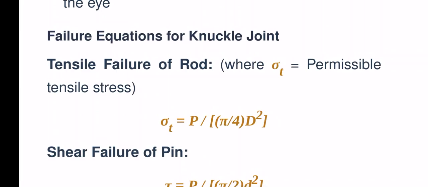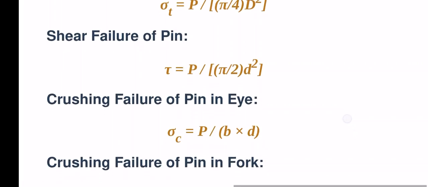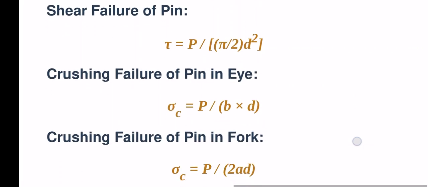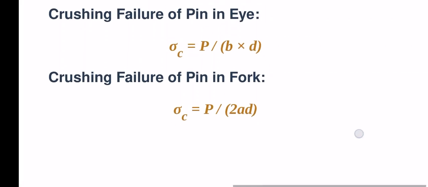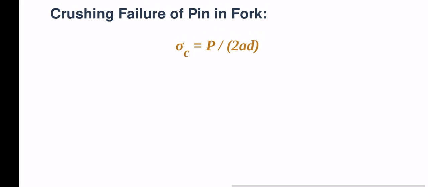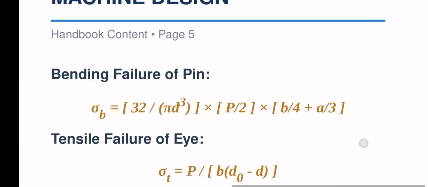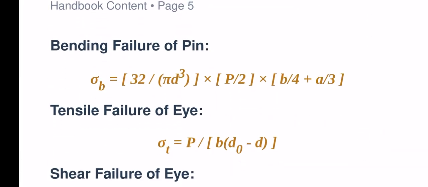Design equations for knuckle joint. Tensile failure of rod, where sigma t is the permissible tensile stress: sigma t is equal to P divided by pi by 4 d square. Shear failure of pin: tau is equal to P divided by pi by 2 d square. Crushing failure of pin in eye: sigma c is equal to P divided by b into d. Crushing failure of pin in fork: sigma c is equal to P divided by 2ad. Bending failure of pin: sigma b is equal to 32 divided by pi d cube into P by 2 into b by 4 plus a by 3.